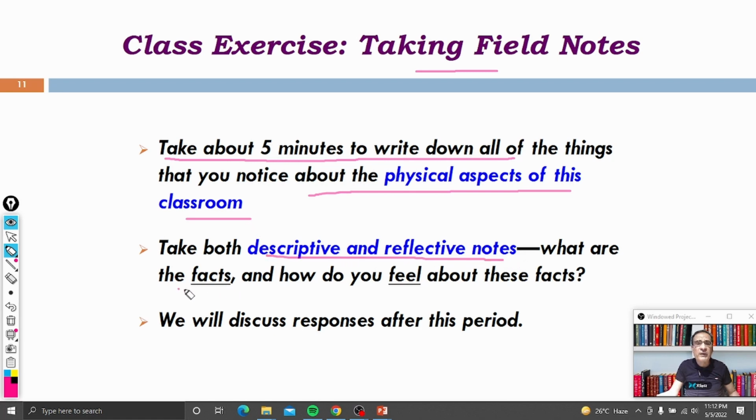What are the facts? Those are the descriptive notes. How do you feel about these facts? That is the reflective note. So fact is descriptive, and feelings are reflective. How do you feel about these? We will discuss the responses after this period. So you will take the notes, and then you will write everything about the research.